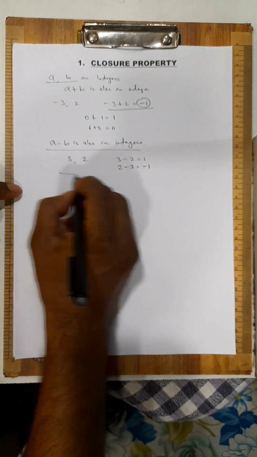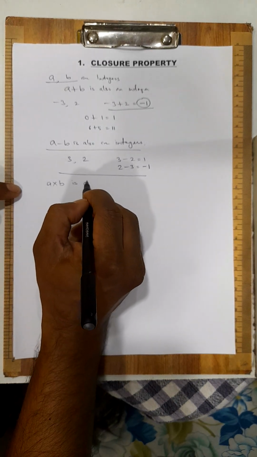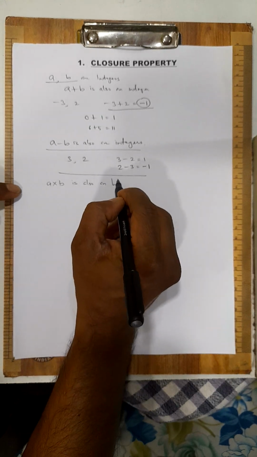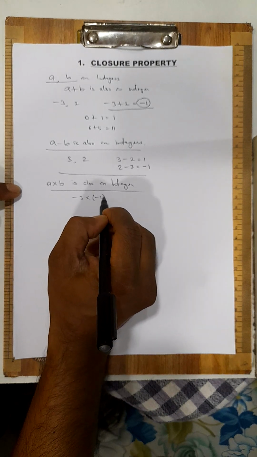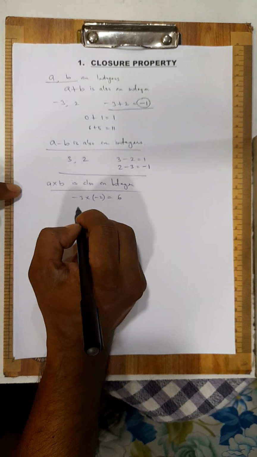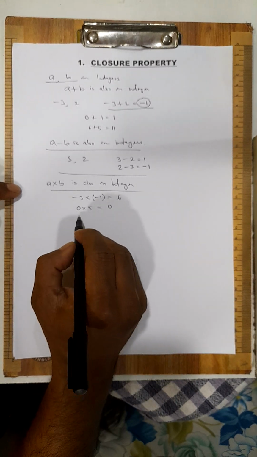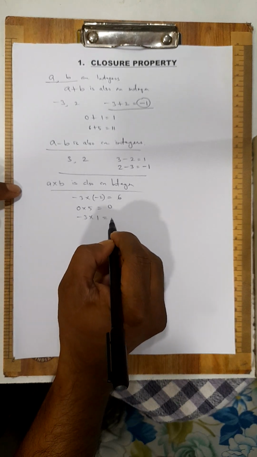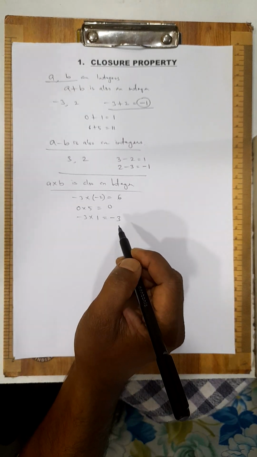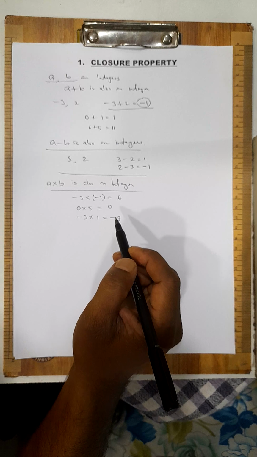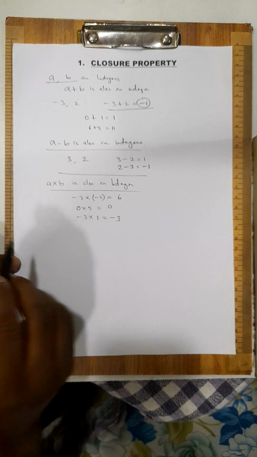Now think about the operation of multiplication. a multiplied by b is also an integer, right? Minus 3 suppose multiplied by minus 2 equal to 6, it is again an integer. 0 multiplied by 5 equal to 0, it is again an integer, right? Minus 3 multiplied by 1 is equal to minus 3, it is again an integer. That means product of any two integers is also an integer, or we can say integers are closed with respect to the operation of multiplication.